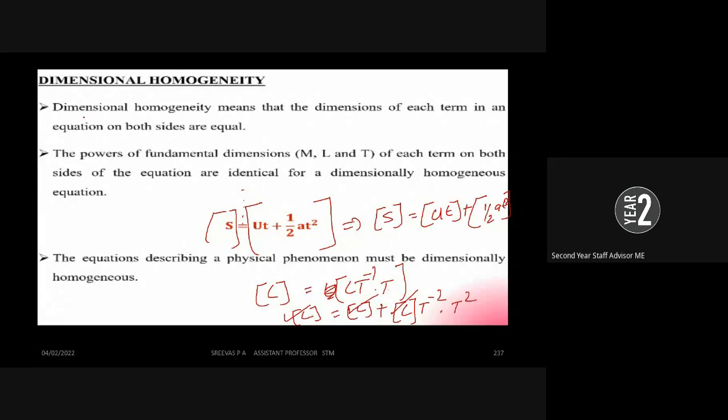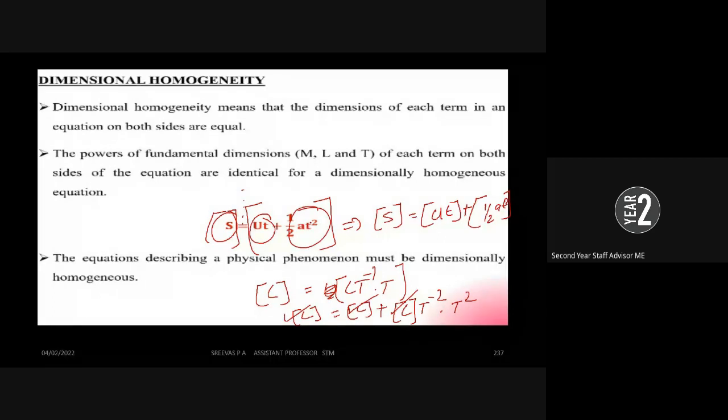Okay. Dimensional homogeneity means that the dimensions of each term in the equation on both sides are equal. Terms means based on plus or minus, we are splitting. Here 3 terms are there in this equation. S is one term, UT is another term, half AT square is another term. So according to dimensional homogeneity, the dimension of each term should be the same. That means the dimension of S should be the same as the dimension of the term UT, and that should be equal to the dimension of half AT square. So all the terms' dimension will become L if an equation satisfies dimensional homogeneity.